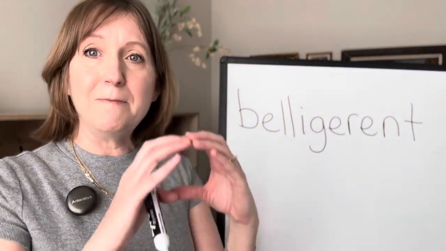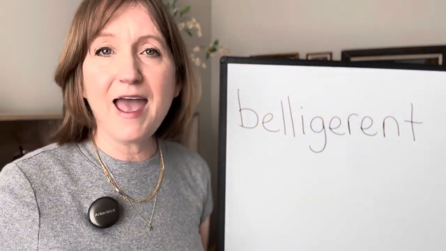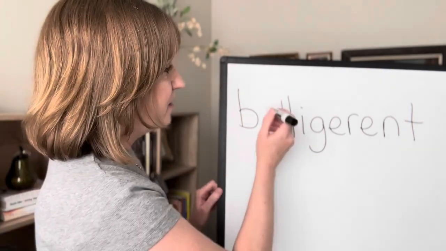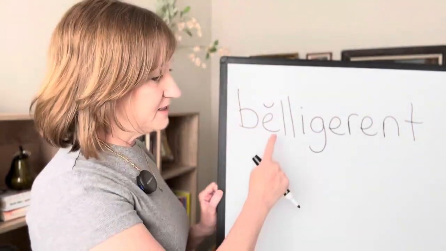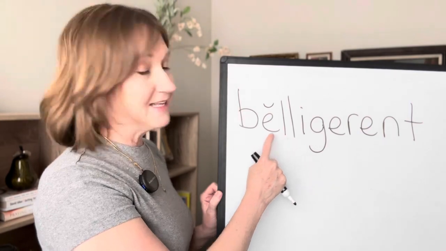Your mouth is open medium width. Eh, like exit or excellent. That is marked by what's called a breve. So this E, because there are two consonants after it, says eh.